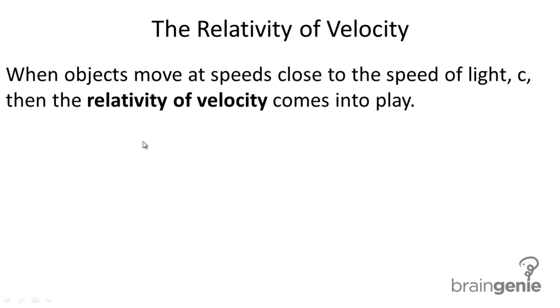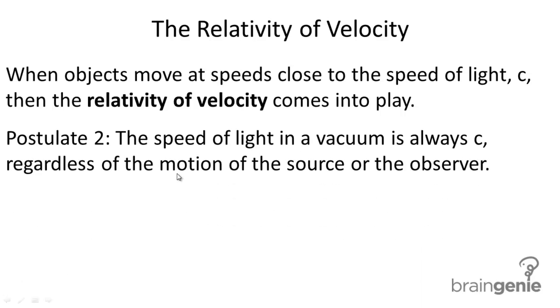The relativity of velocity. Now, when objects move at speeds close to the speed of light, c, then the relativity of velocity comes into play. According to postulate 2 of special relativity, the speed of light in a vacuum is always c, regardless of the motion of the source or the observer.